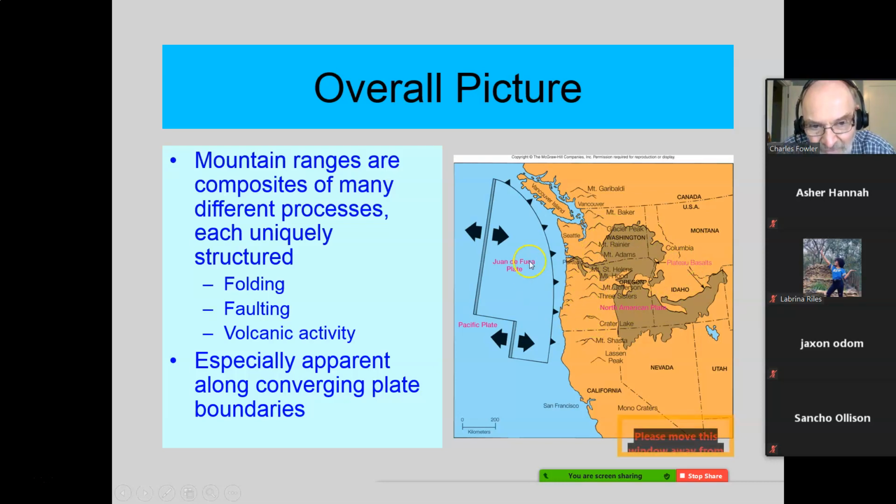But notice here, where this has been subducted, you get these mountain ranges because it subducts way underneath, and then the mountain ranges form. Many of these are volcanic.